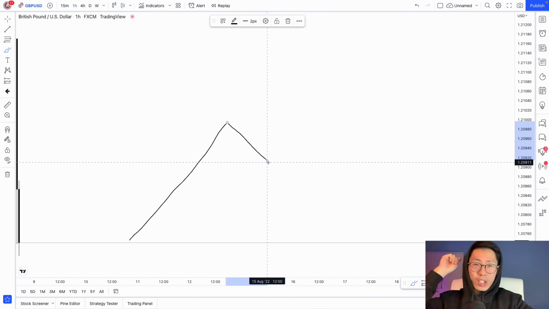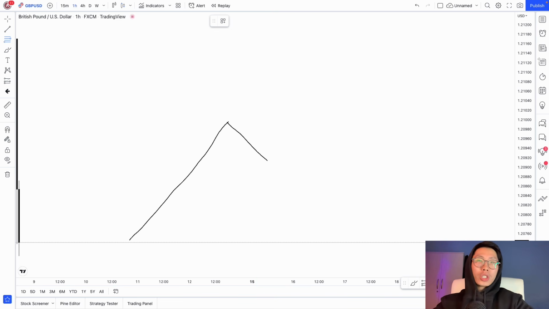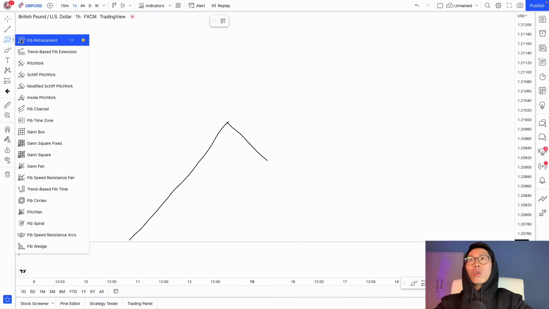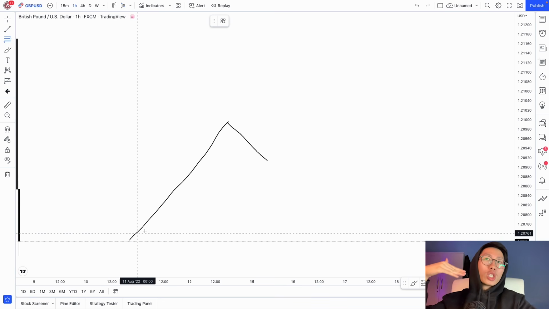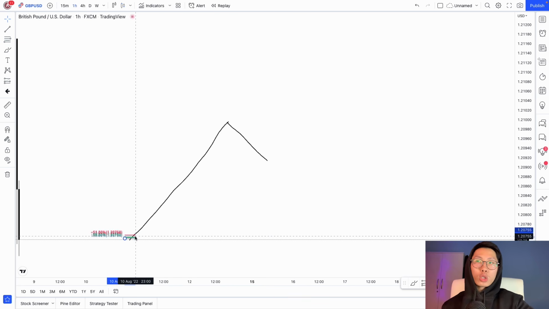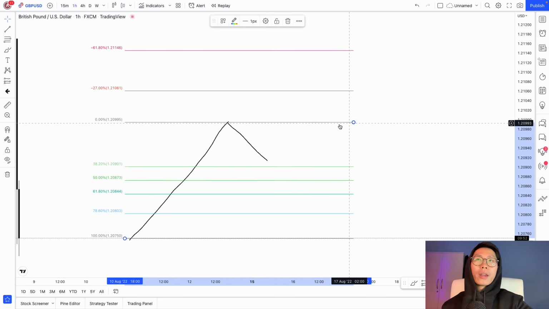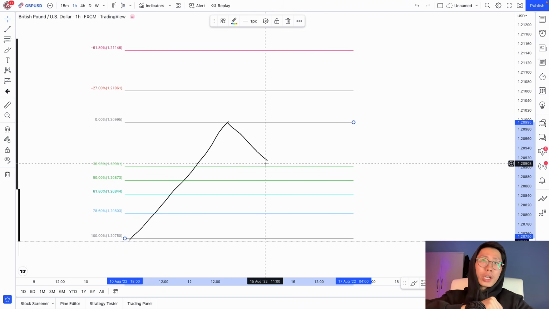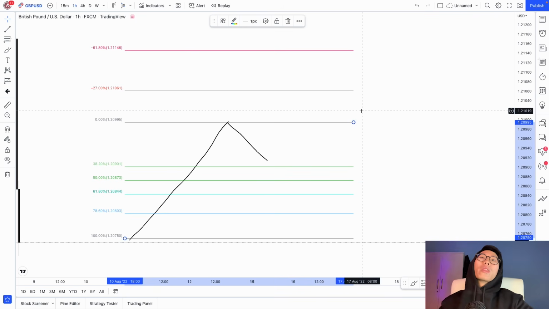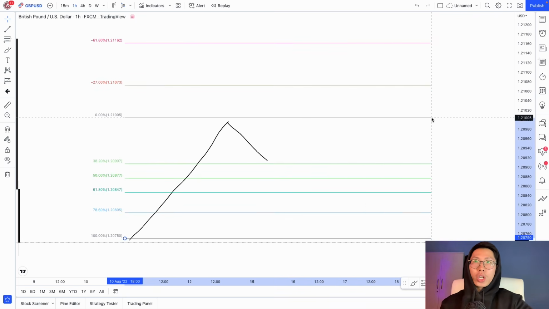When price starts retracing, the first thing you want to do is take out your Fibonacci retracement tool, this one right here, and drag it from the lowest point before this major push phase. Basically you drag it from the swing low all the way up to the swing high right here, because this is the highest point before price starts retracing. Now you have plotted your Fibonacci retracement tool.